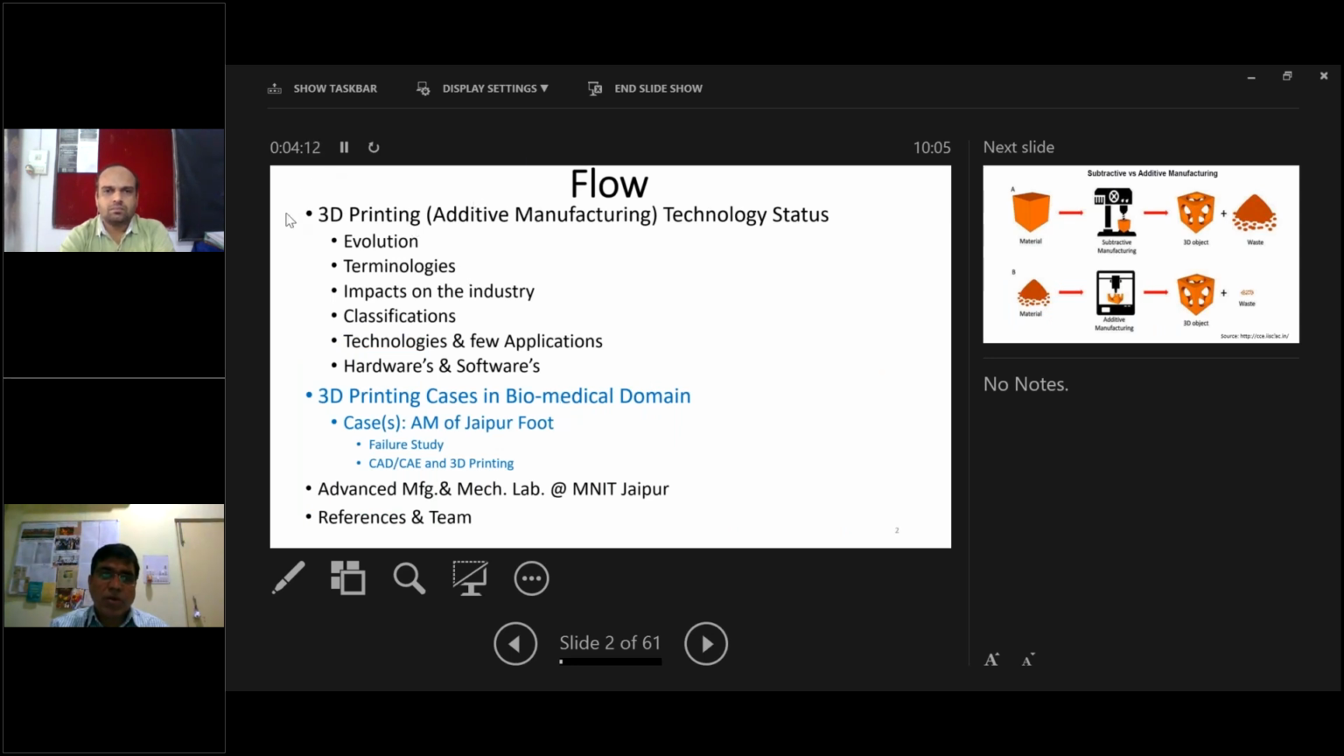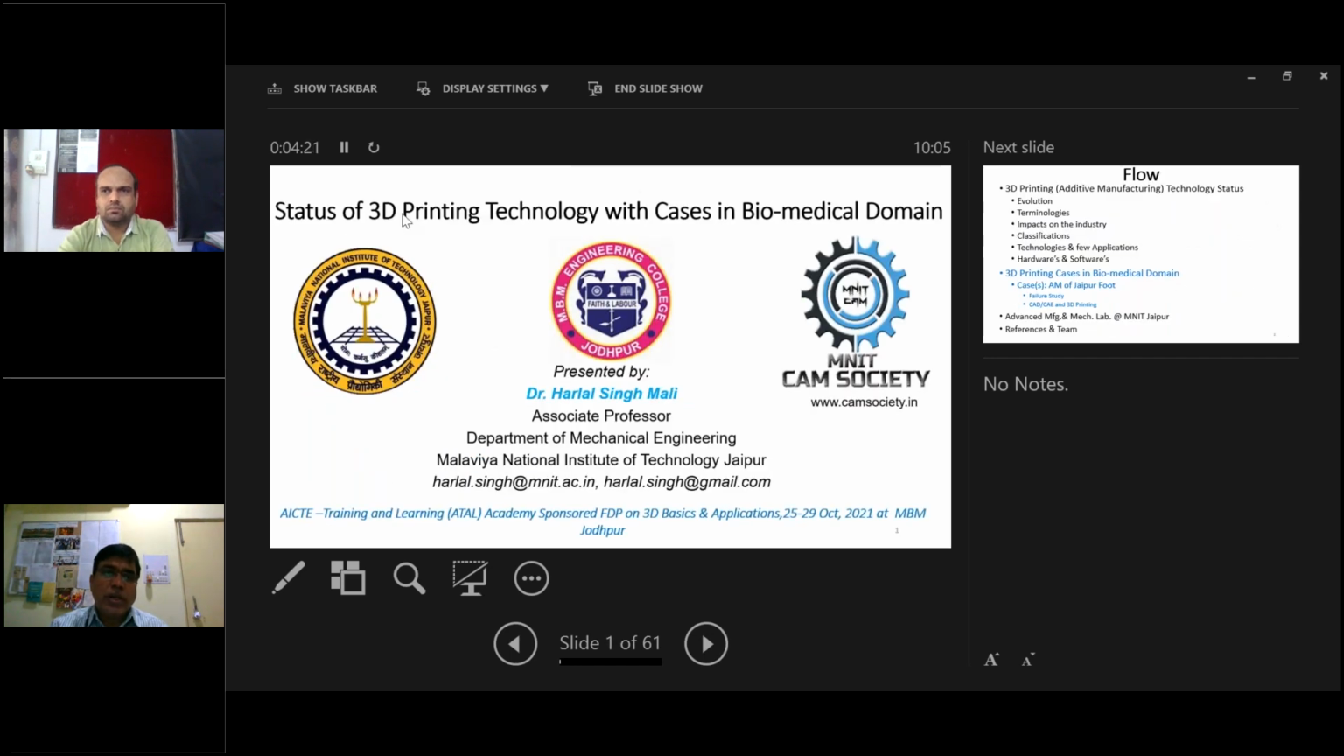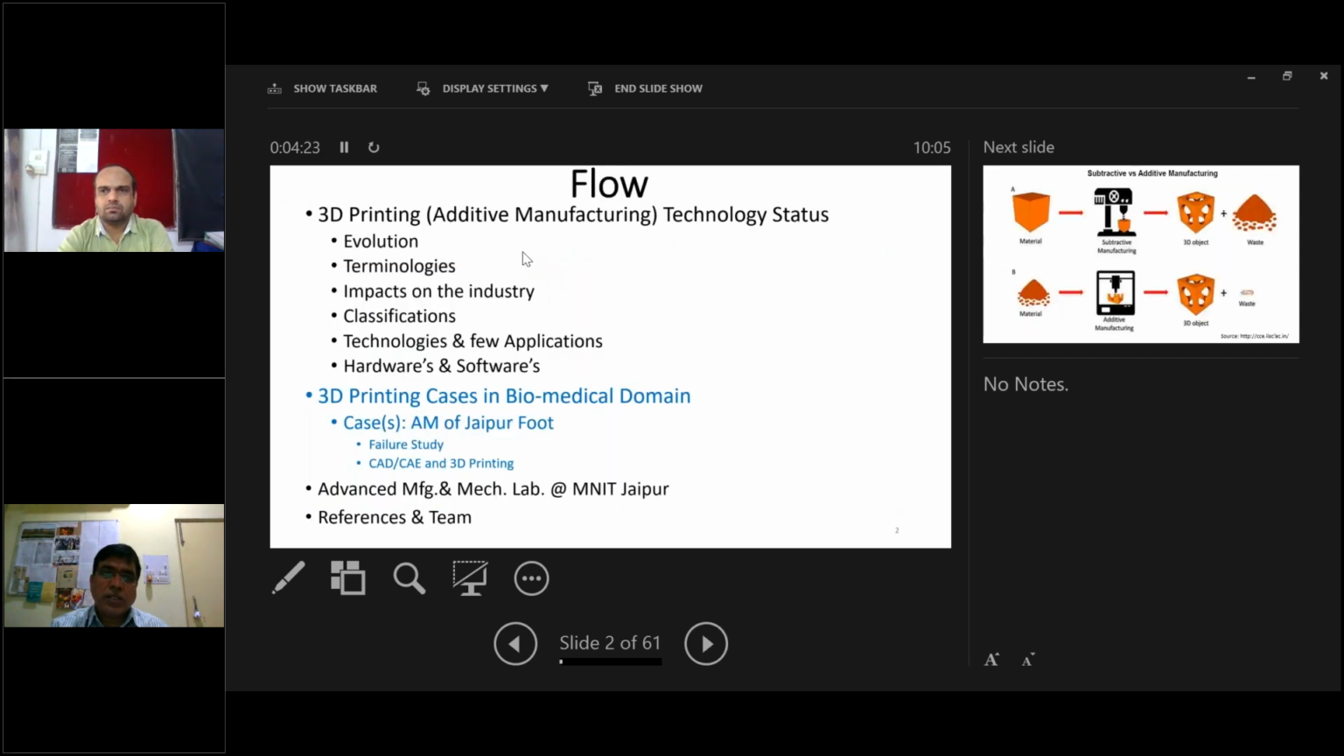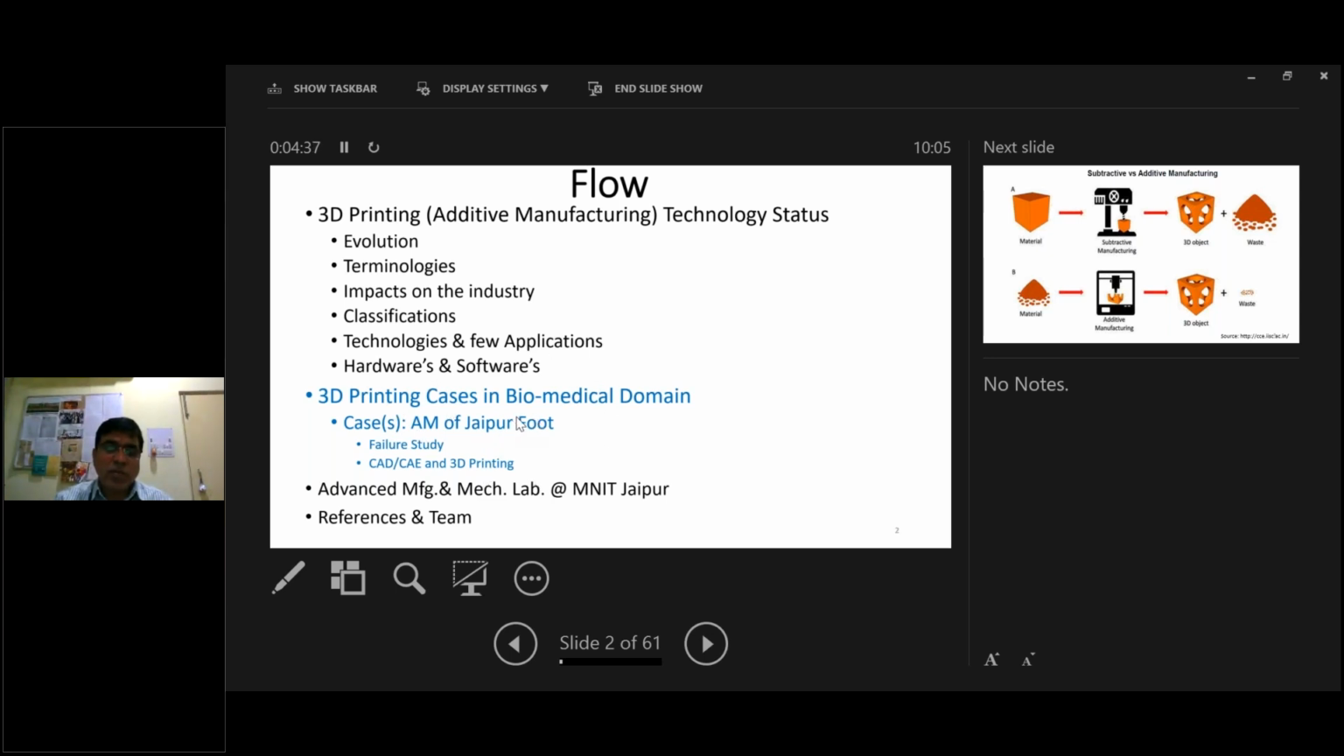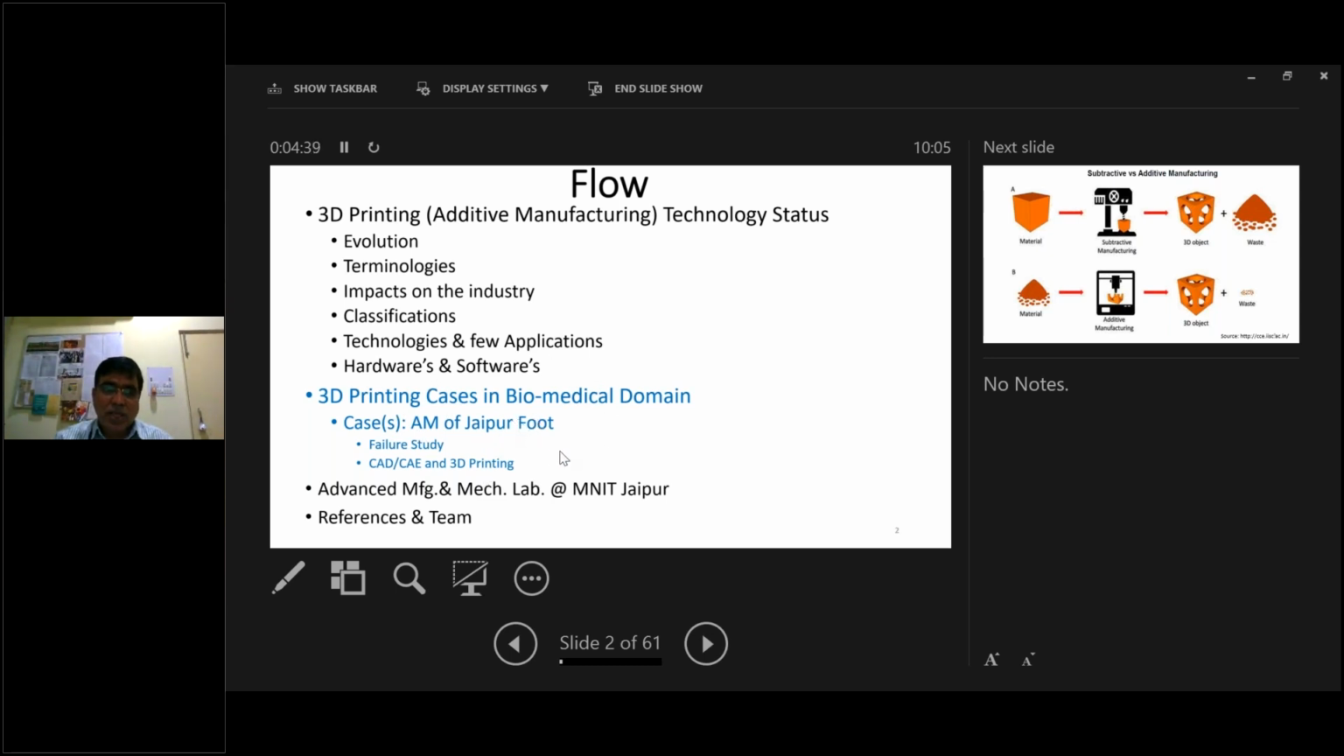The first group will be more like basics, the status of the 3D printing technology. This status means what is happening as on date, what the evaluations are, how things have evolved. Then we will talk about some cases, particularly biomedical cases, and that's all.